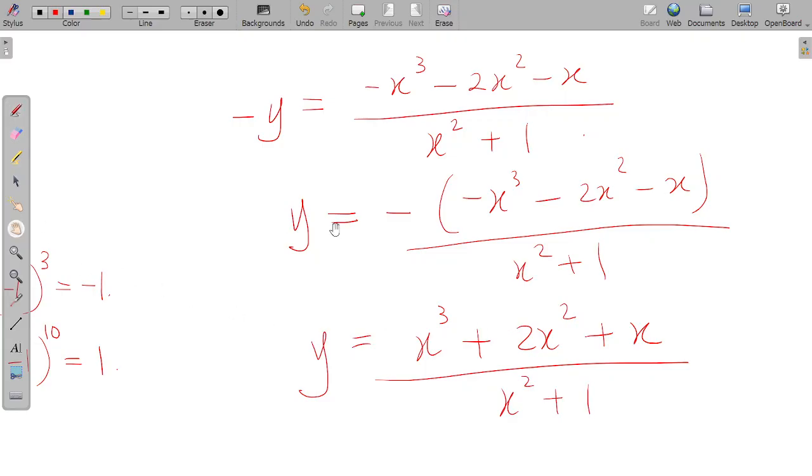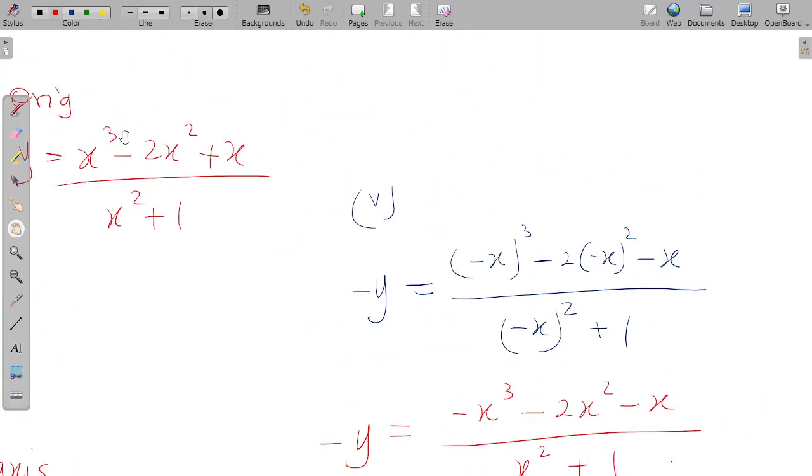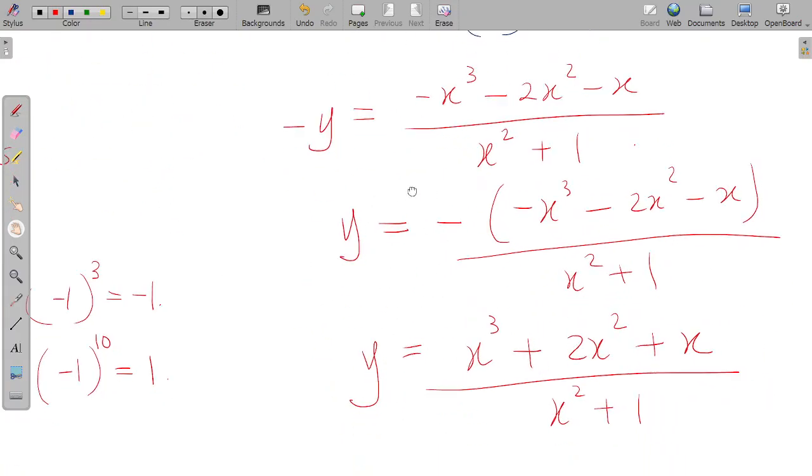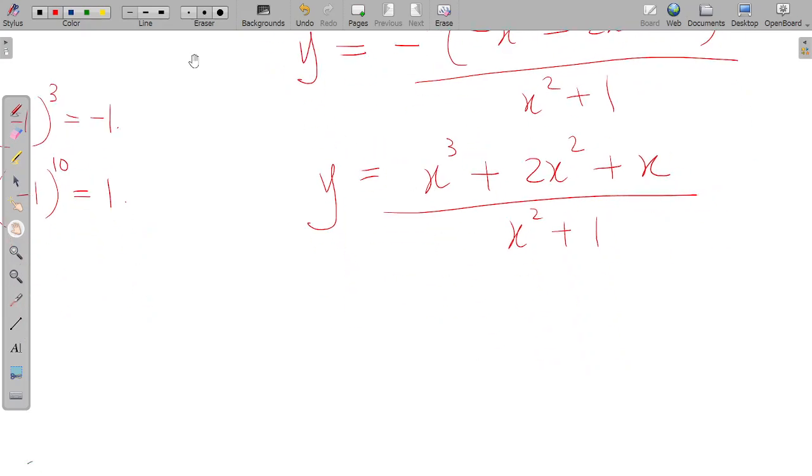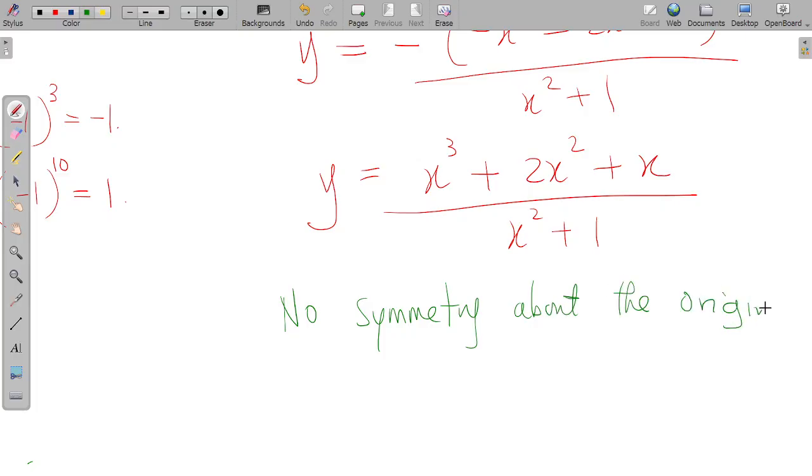Okay, if we compare this with what we have, we see there's a negative on 2x squared. But here, everything is fine apart from this one. So, no symmetry also. Please take note and make sure you conclude: no symmetry about the origin.